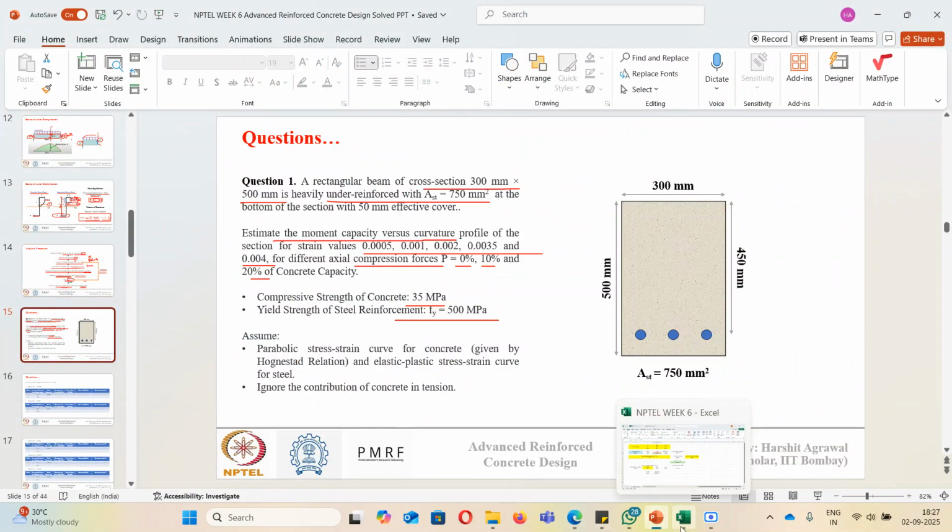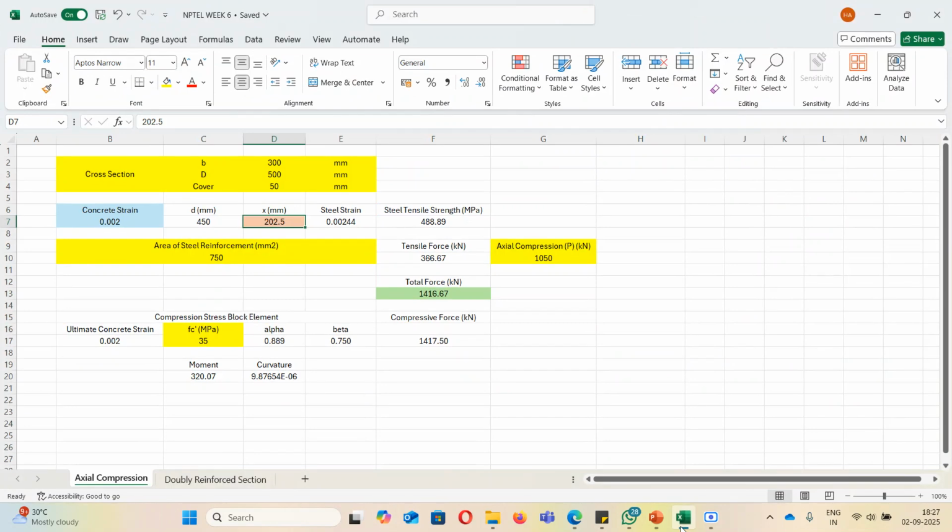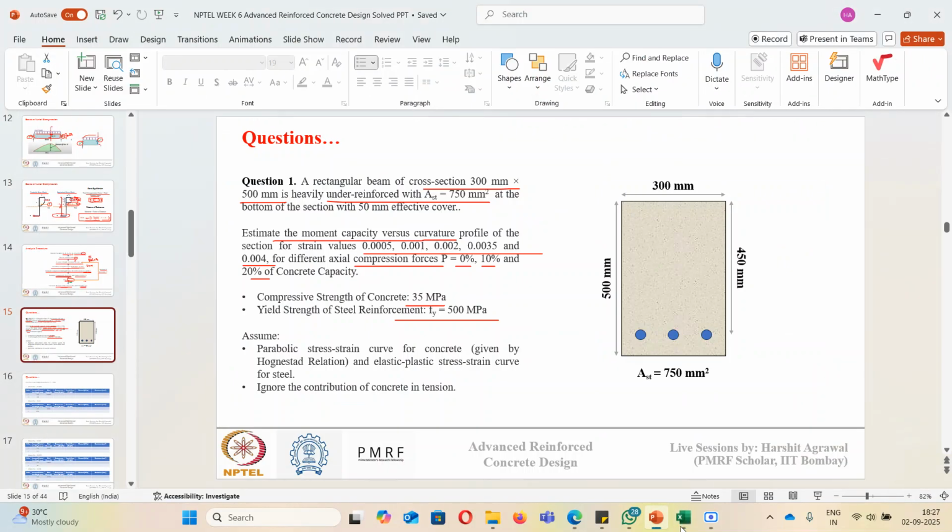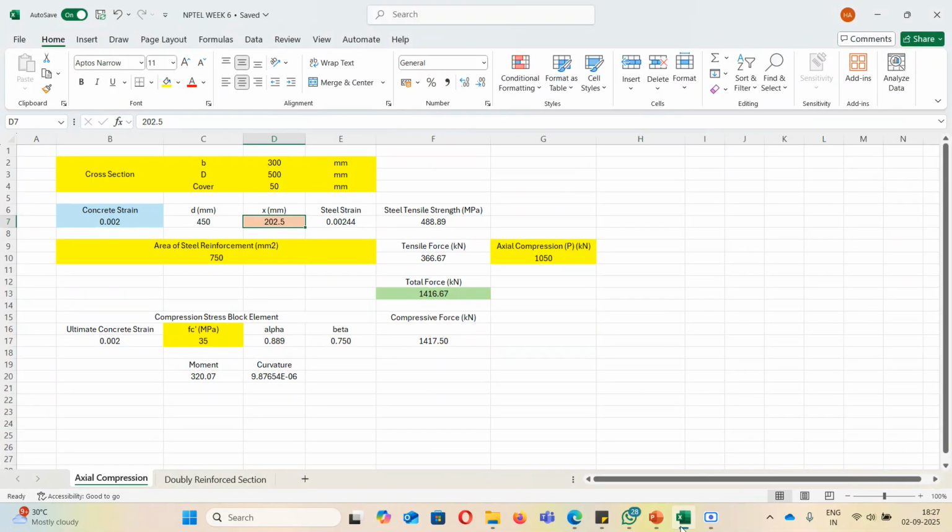The basic inputs that are given: grade of concrete is 35 MPa, area of steel is 750. That was mentioned in the question. So we'll start with solving this question.